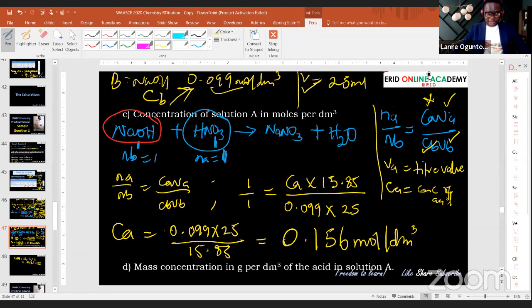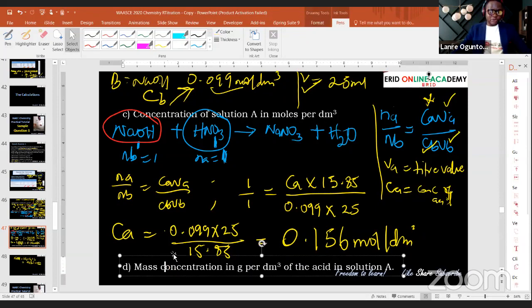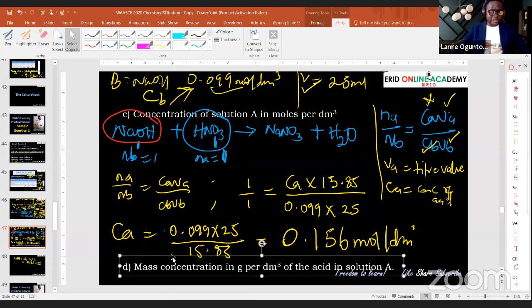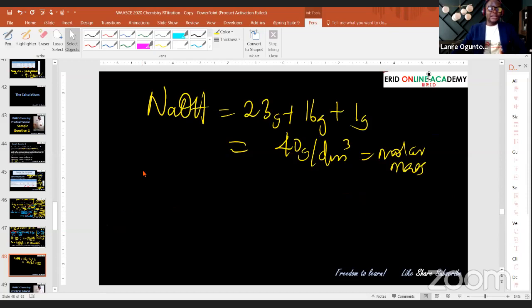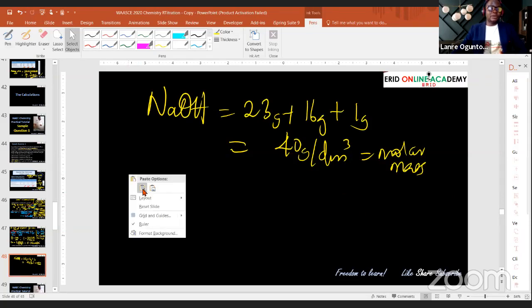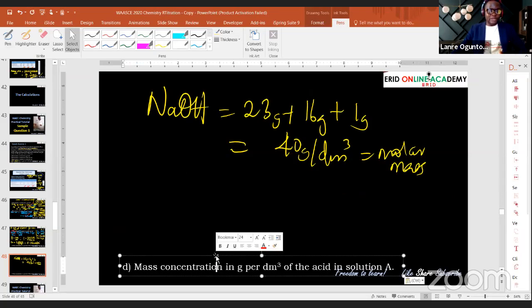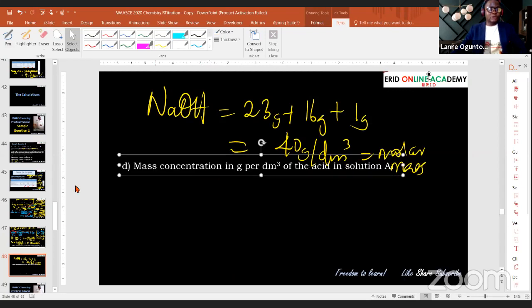So this is the concentration of our acid. Now they ask us to find question D. Question D says that we should calculate the concentration in grams per dm cube of the acid. That means now we want to find the mass concentration of the acid. So let's find the mass concentration of the acid. That's the question we are solving.